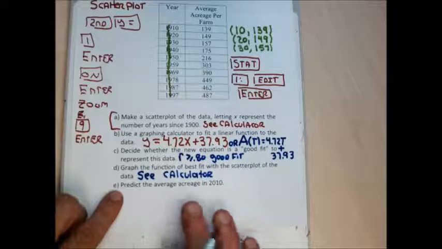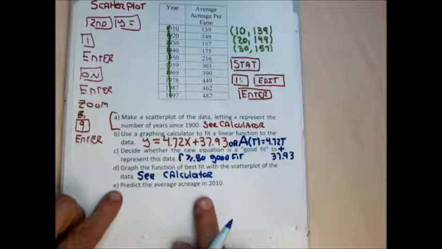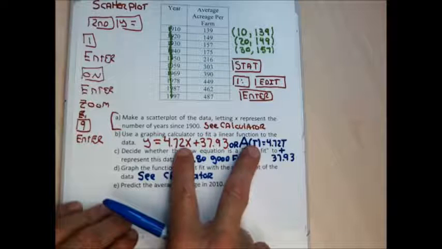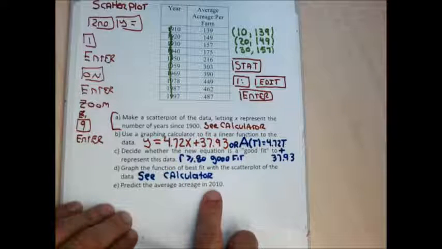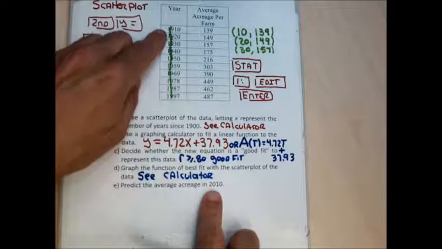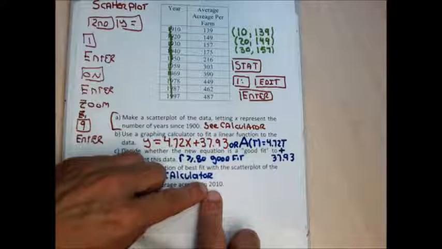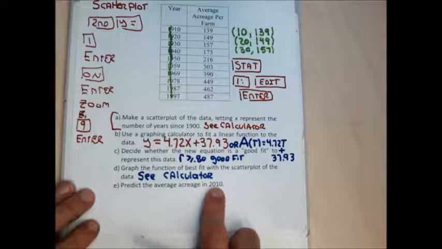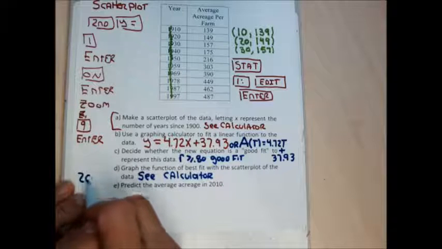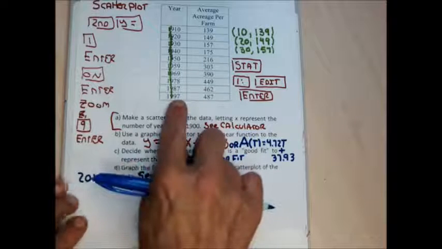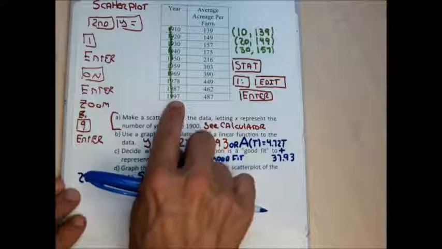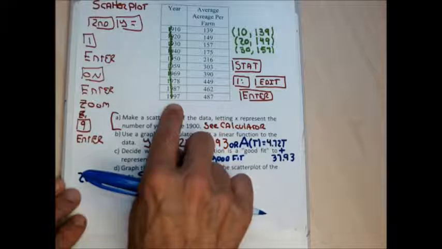Now for part E, predict the average acreage in 2010, I need to use my equation and put something to represent 2010. If I put 10 to represent 1910, I can't put in 2010 for the year 2010. The number that I'm going to plug into the equation to predict the average acreage for 2010 isn't 2010. To figure out what number to put in, I put 97 for 1997. I would have plugged 100 for the year 2000.